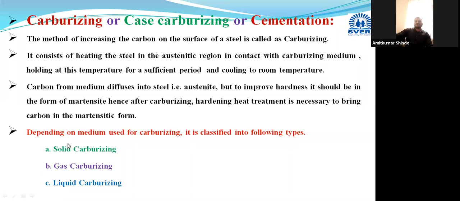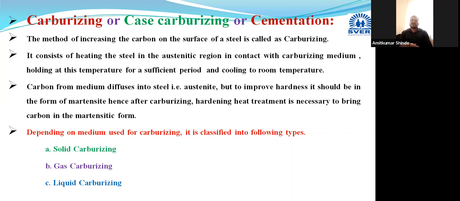Whichever steel component we want to carburize, that steel component is collected and heated in the austenitic region, in contact with the carburizing medium. Here is the slight change. While heating that component, we keep the steel component in contact with the carburizing medium. Which carburizing medium is used, I have explained in the types. Just try to remember, carburizing medium means the source of the carbon. From that medium we are getting the carbon.